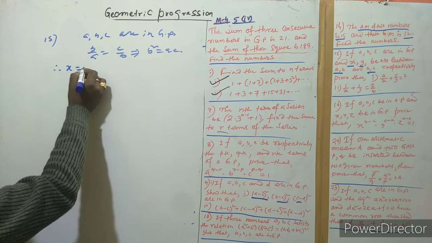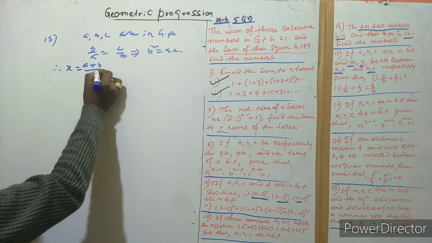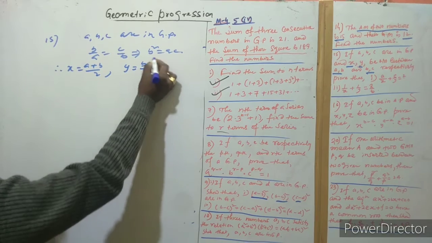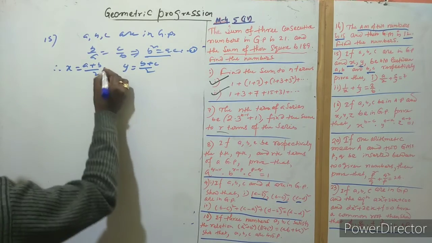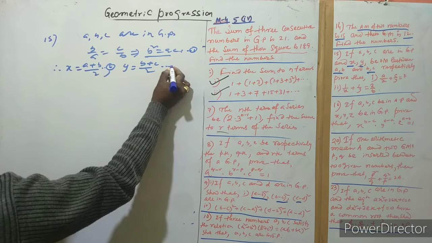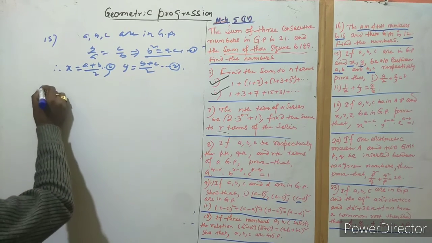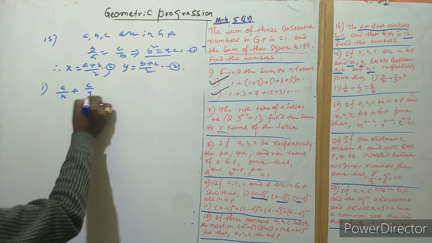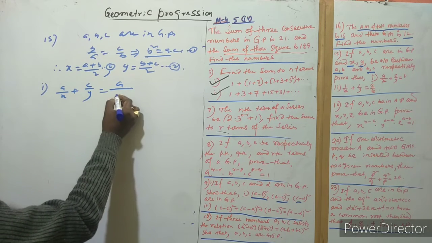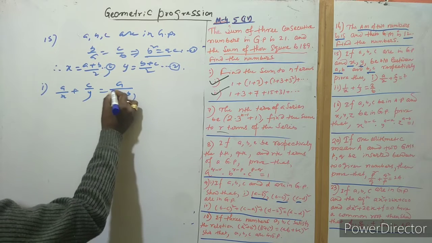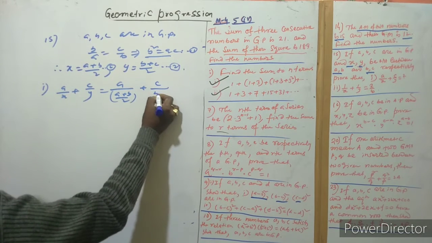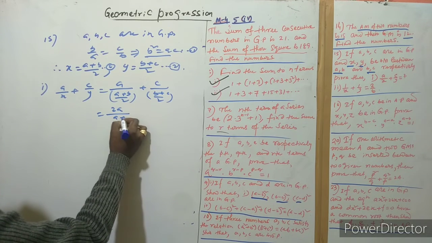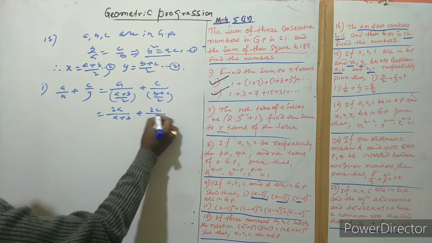Therefore we can write X is equal to A plus B by 2, and similarly Y equals B plus C by 2. So this is the 1 number case, this is the 2, and this is the 3. Now from 1, A by X and C by Y. A by X means A by (A plus B by 2), and C by Y means C by (B plus C by 2). Now, twice A by A plus B, and twice C by B plus C.